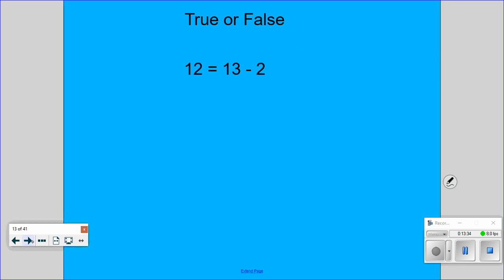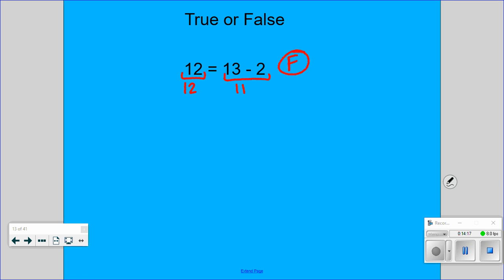All right, next one. 12 is equal to 13 minus 2. Go ahead and write that. 12 is equal to 13 minus 2. Again, we are looking at the value of either side. What is the value of 12, everybody? 12. Raise your hand. What's the value of 13 minus 2? Ashley? 11. Is this equation true right now? No, this is false.